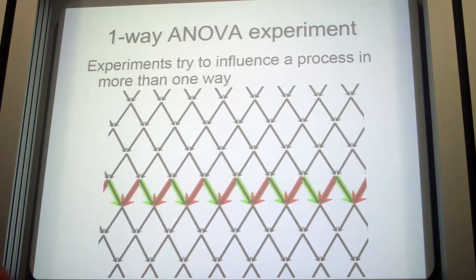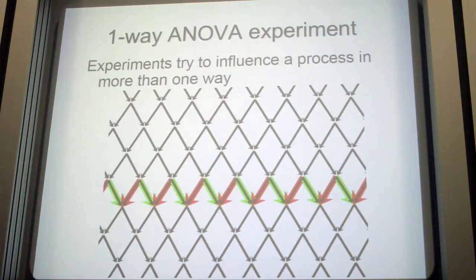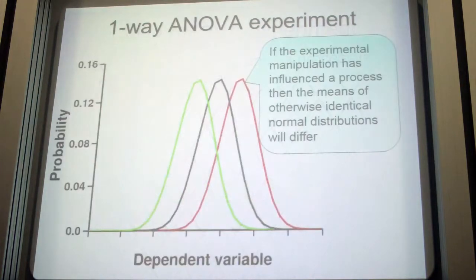Remember, in ANOVA we've made the assumption of a multitude of different little processes, and we're targeting one of them. We're trying to manipulate something and see if we can cause a detectable change in our dependent variable by changing one of these processes, so one of three levels in this example. If the experimental manipulation has influenced a process, what we should see is that the means of otherwise identical distributions will differ from each other. Just by biasing one of those processes, we can shift the dependent variable either up or down.